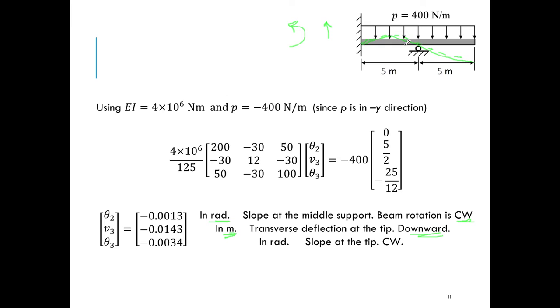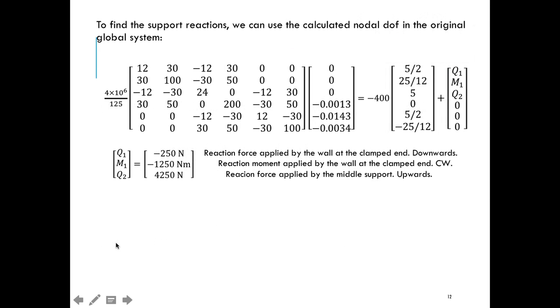Perfect. So let's then move on. We now have all of our essential variables, but what about the unknown applied support reactions, right? To find the support reactions, I go back to my global matrix problem and substitute these values for theta 2, v2, v3, theta 3 that I've just found, and then solve it again to find q1, m1, q2. Straightforward.